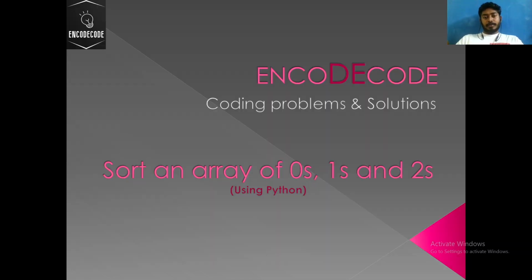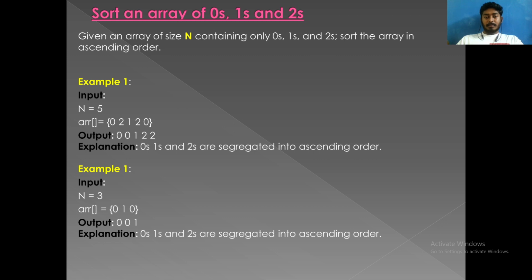Today we are going to see a problem: sort an array of zeros, ones, and twos. It is one of the simple problems, I can say easy level. What we have to do is, an array contains zero, one, and two values. It contains only those values, not any value apart from those. There will be several zeros, ones, and twos. We just have to sort the array based on their values.